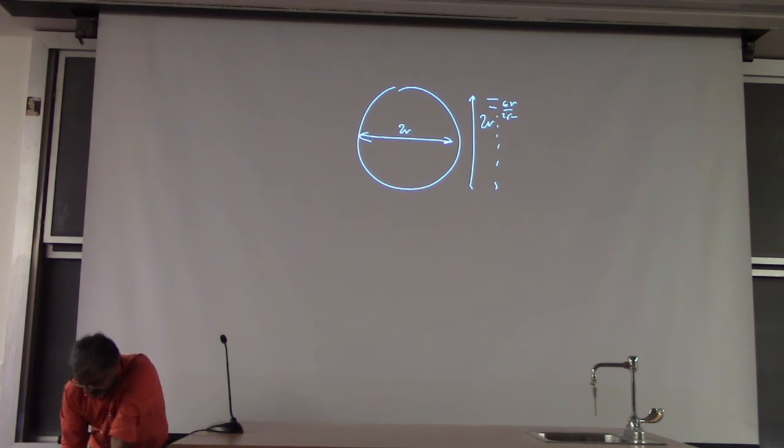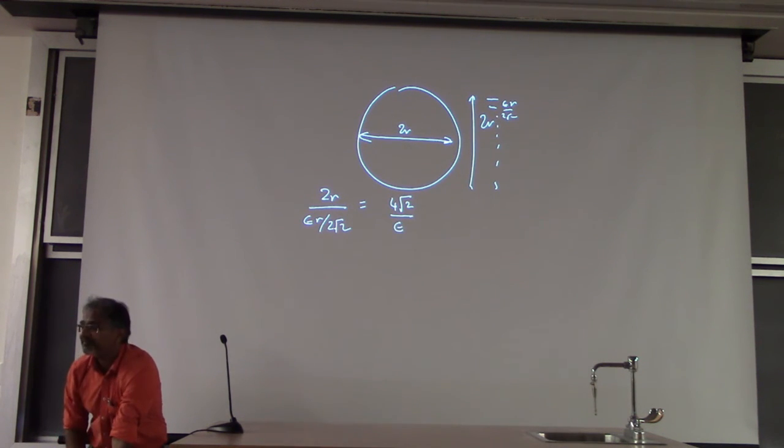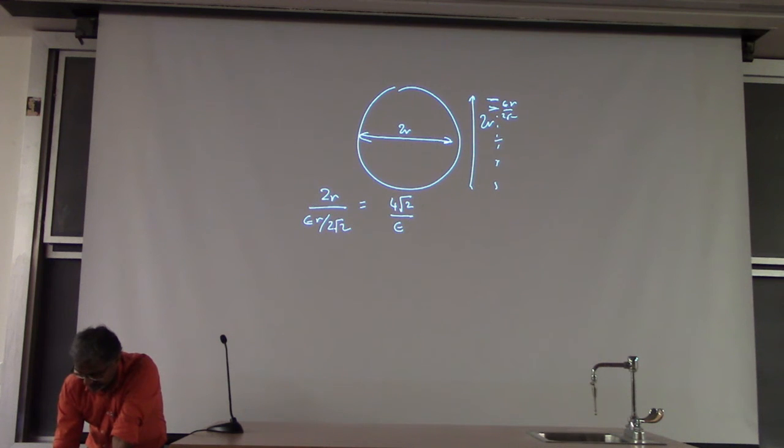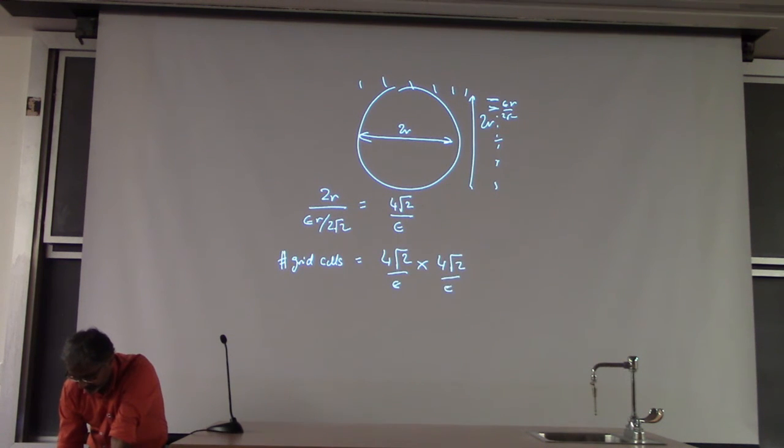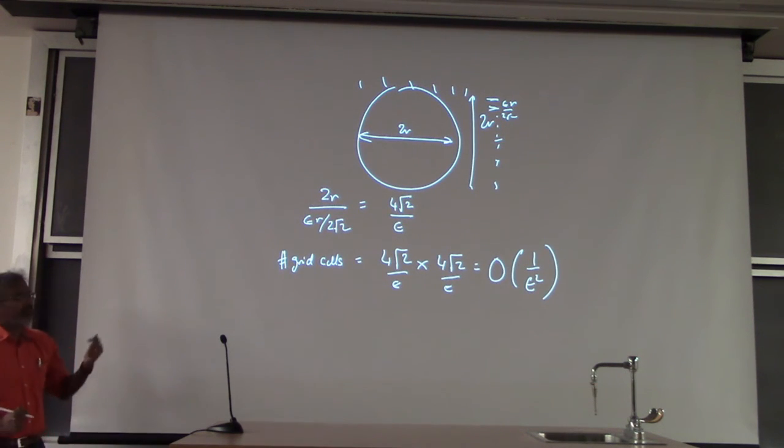How many things are you going to have? Well, you're going to have 2r divided by epsilon r divided by 2 square root of 2, which is equal to 4 square root of 2 divided by epsilon things on this side. Similarly, you have that many things on this side. The total number of grid cells is, in other words, a constant. It does not depend on the number of points in my input.